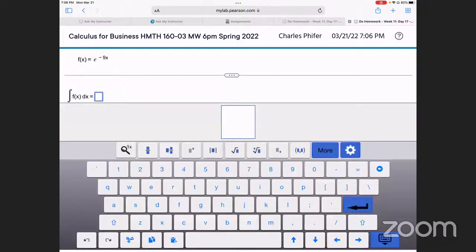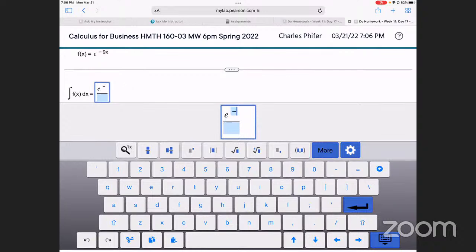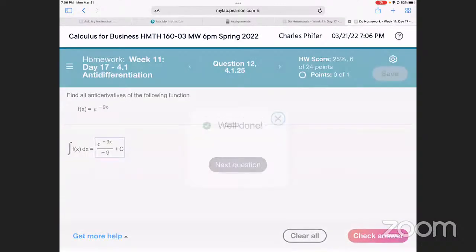Okay. So the integral of e is itself. We're still going to have our e to the power of -9x, but then we need to include another -9 there. And we need our plus c.